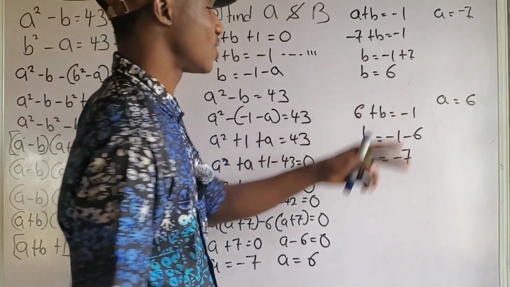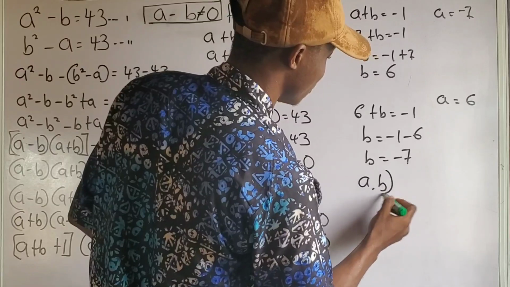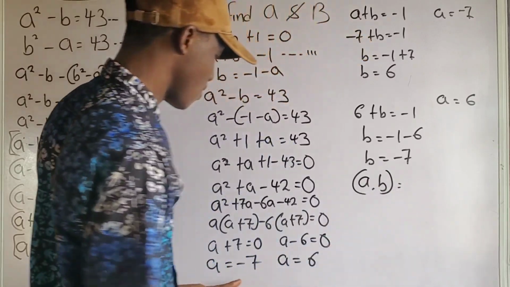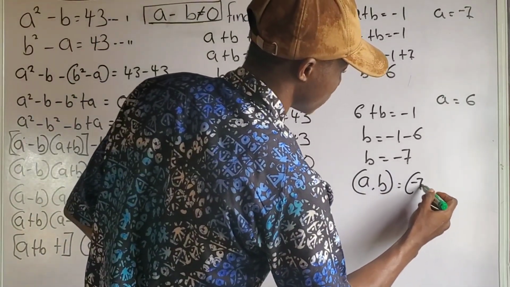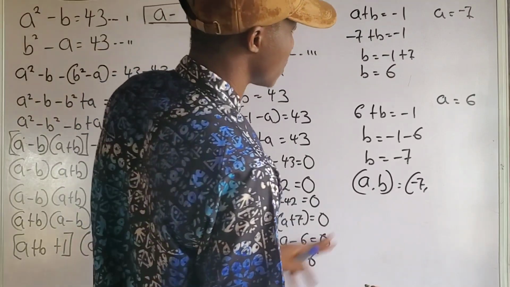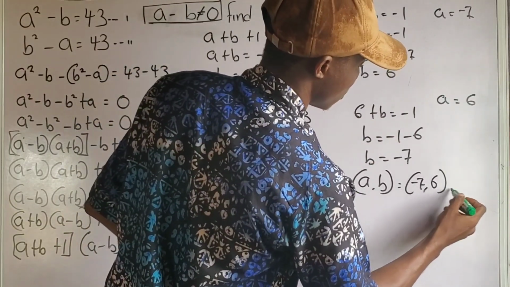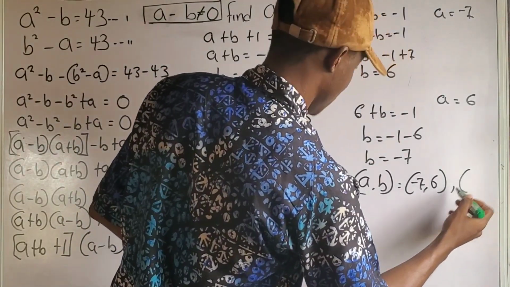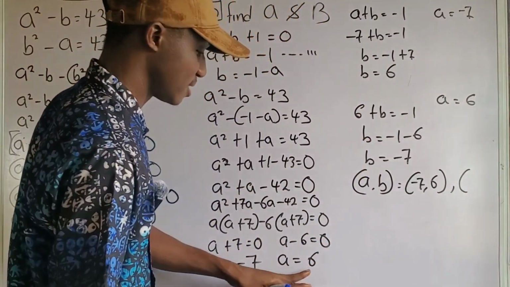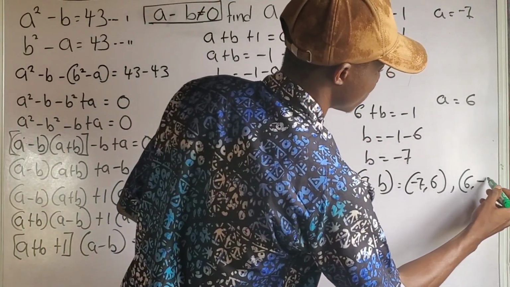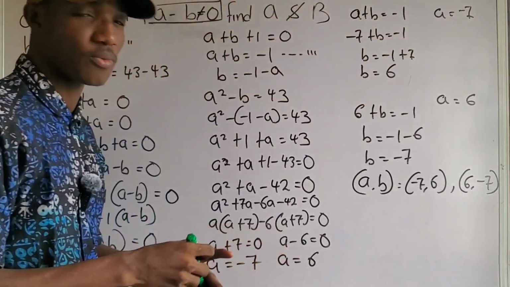Do you understand? So a comma b equals negative 7 comma 6, and 6 comma negative 7. Okay, so that is the value of a and b.